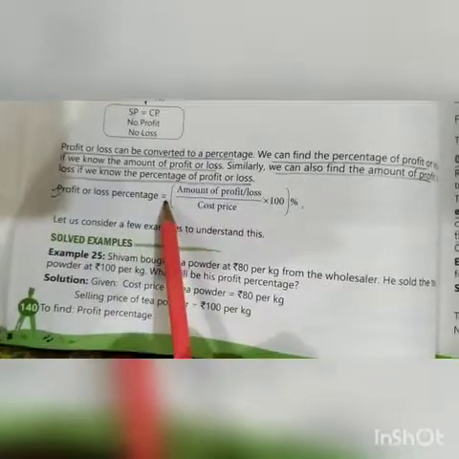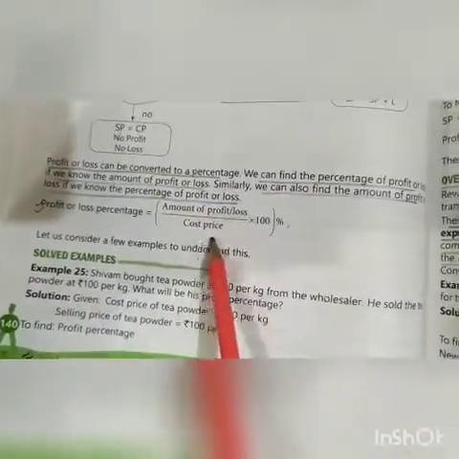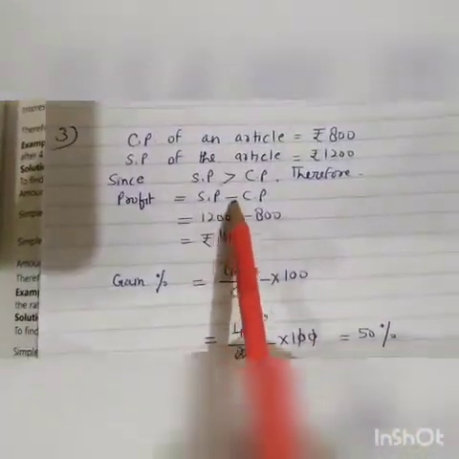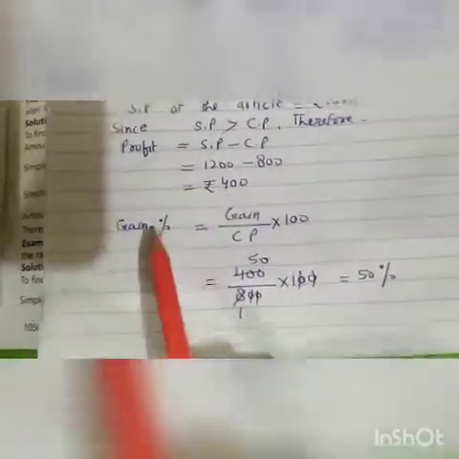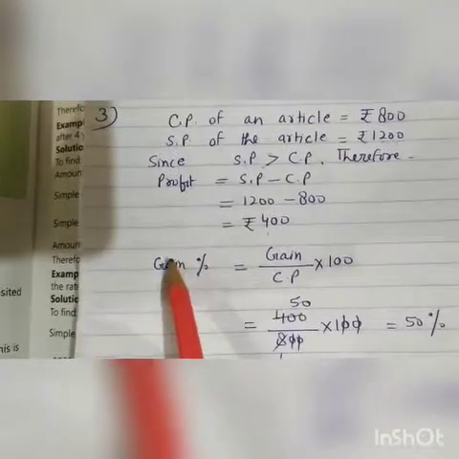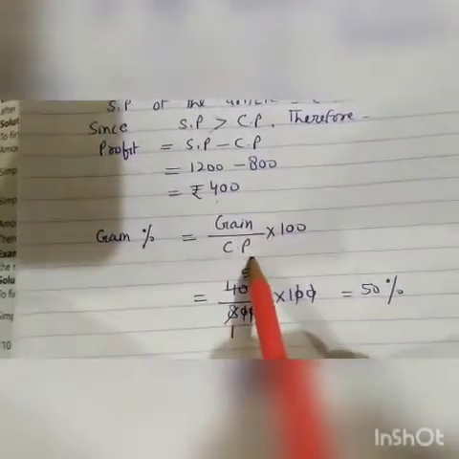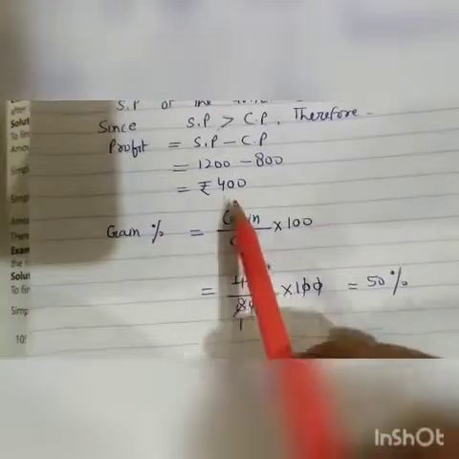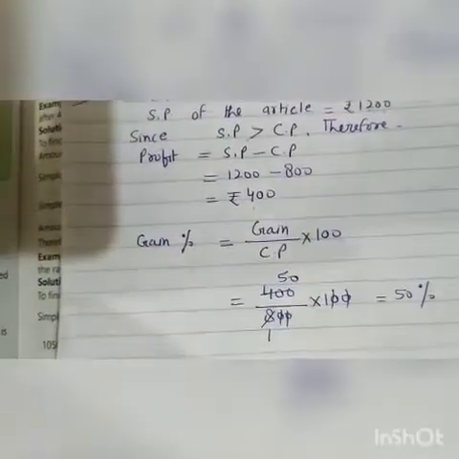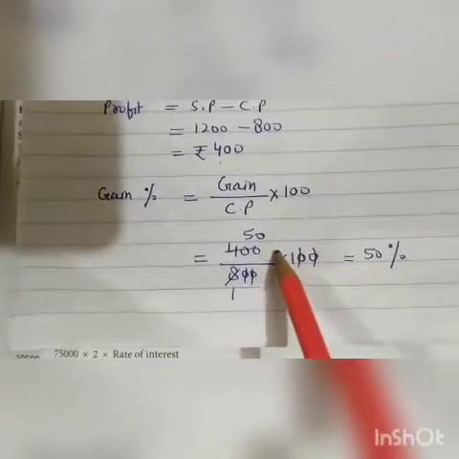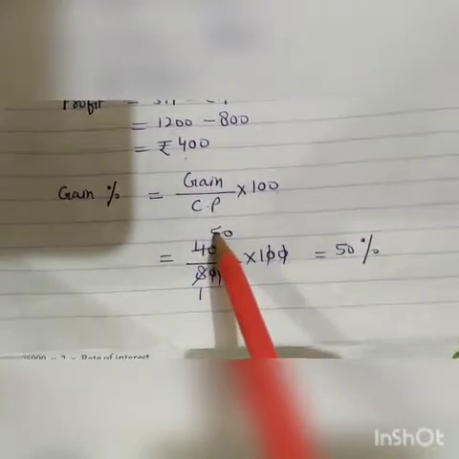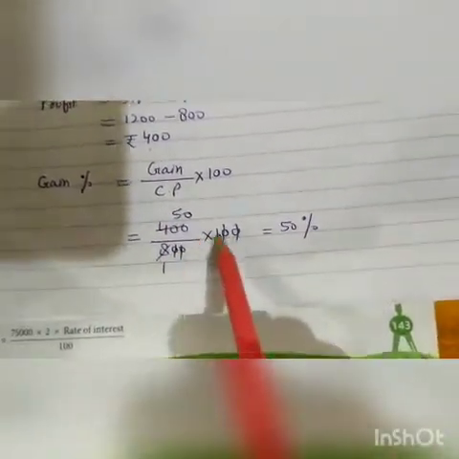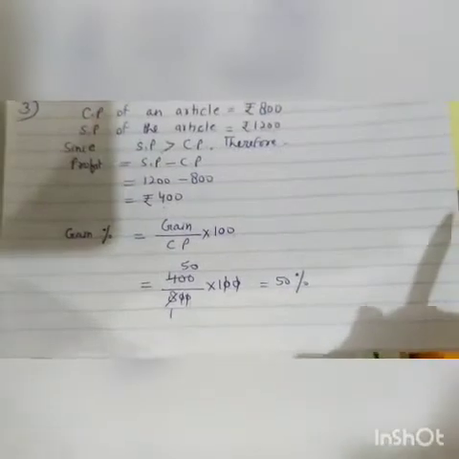Profit percentage is equal to amount of profit upon cost price into 100%. So profit is equal to selling price minus cost price. 1200 minus 800, it is 400. Now gain percent. Gain or profit, both are same. Gain percent is equal to gain upon CP into 100. Then gain is 400 and CP is 800, multiply 100. 0 0 cancel, 0 0 cancel, 8 1s are 8, 8 5s are 40, 0. It is 5 1s are 5, 50. 50% profit.